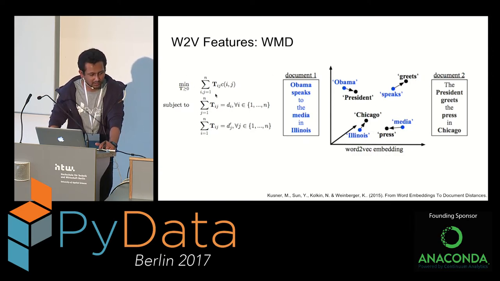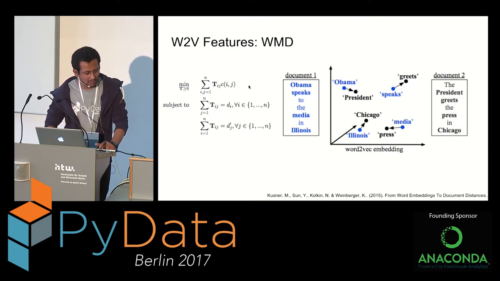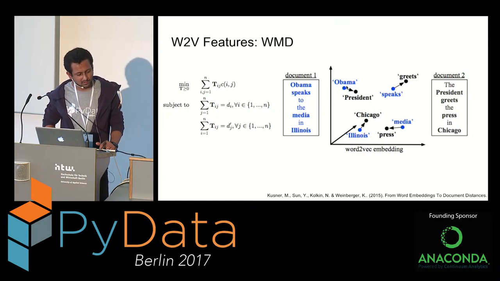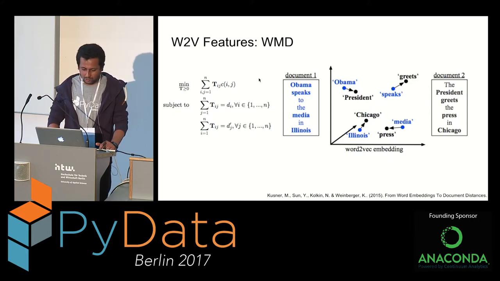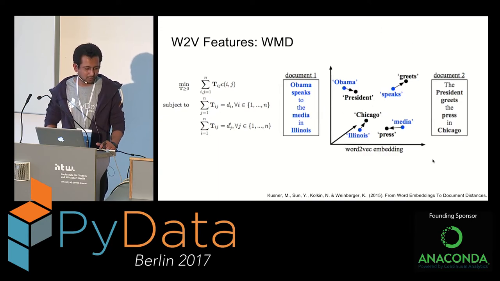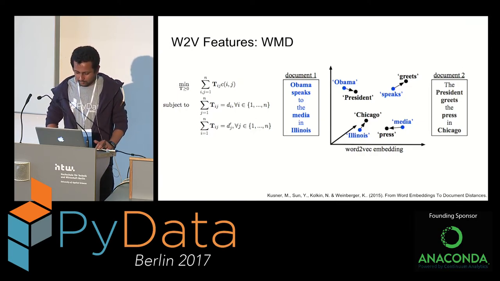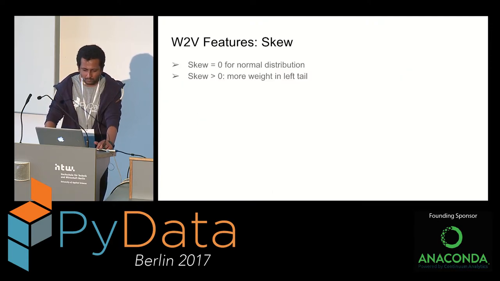So we are actually minimizing this function where Tij is the cost or flow matrix to move the ith word to the jth word, and Cij is nothing but the distance between the two vectors. So if it's Obama and president, this distance. And it's subject to the constraint that the inflow should be equal to the outflow. So the words coming from document one to document two should be the same, and document two should contain all the words from document one. That's the only constraint that you have. For this, I was using Gensim, again with the same Google News vectors.